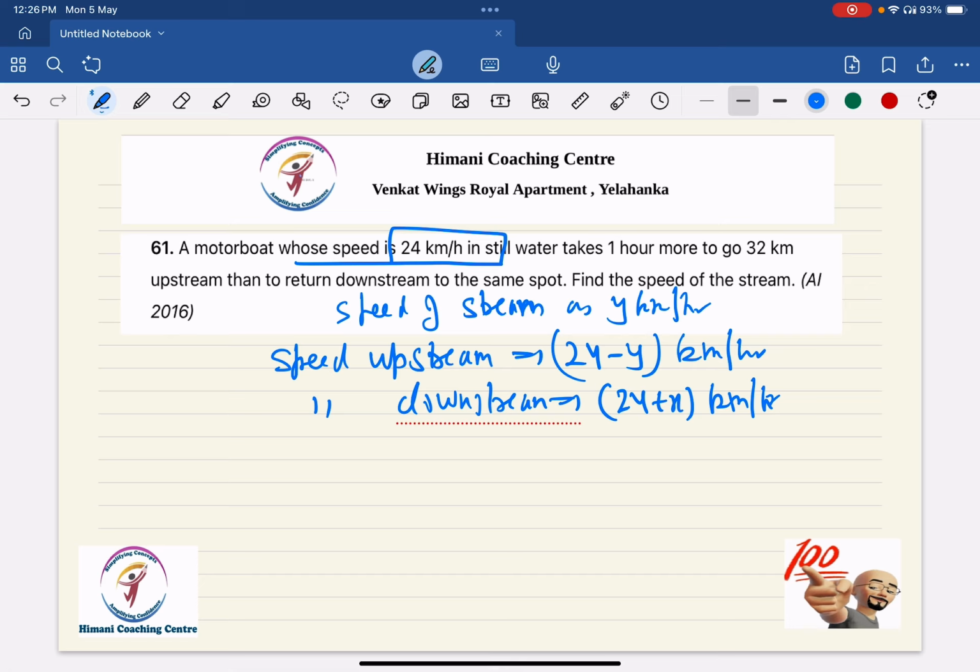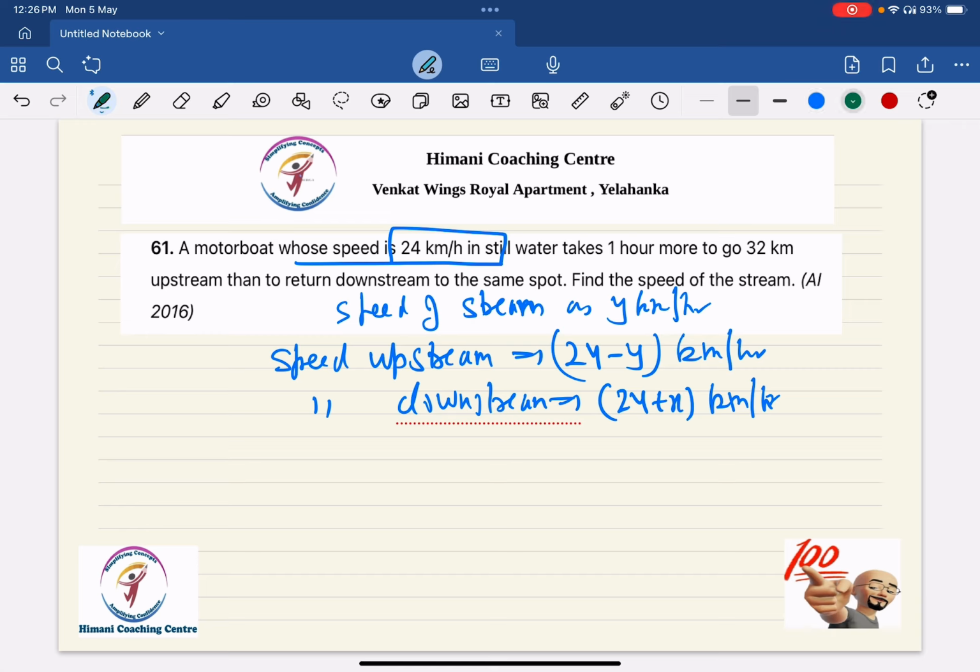The motorboat is traveling some distance. It takes 1 hour more to go 32 kilometer upstream than to return downstream. So if it is going 32 kilometer upstream, that is the distance. So time taken would be what? 32 by 24 minus y. When it is coming back, that becomes downstream. So time taken then would be 32 by 24 plus x. So that is the concept which we are going to use.